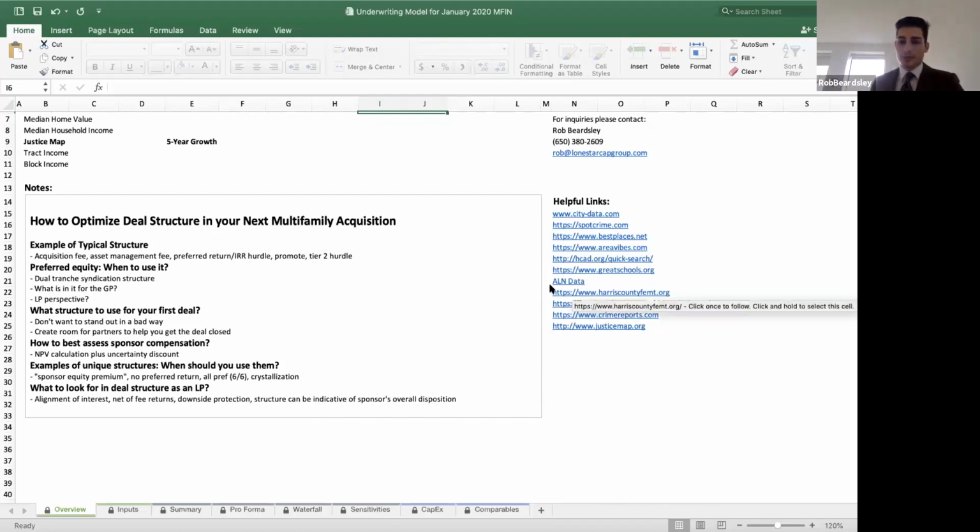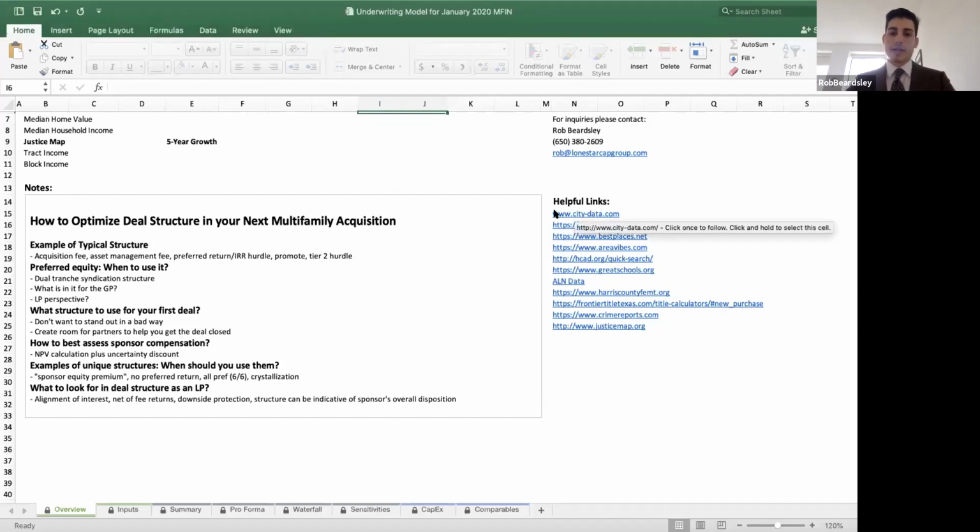So at what percent do you feel sponsor fees are excessive? So great question. So you have to look at the totality of the structure. You can't say, hey, 2% asset management fee is excessive, because it could be, but most likely it's not. Acquisition fee, same deal. And this is a great point. I'm glad someone asked this question. And like I'm saying, you absolutely have to look at the totality.